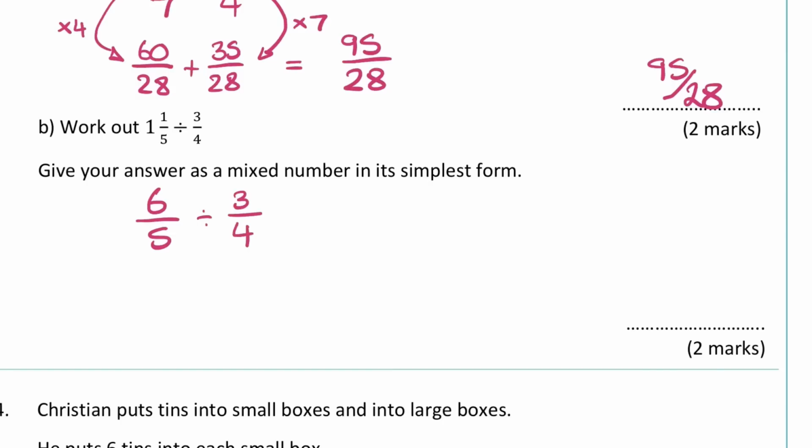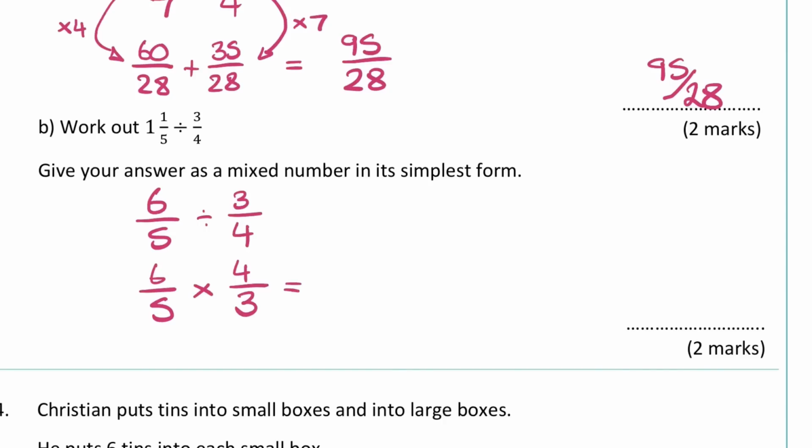When dividing fractions, we multiply the first fraction by the reciprocal of the second fraction, which you might know as keep, flip, change, or any other method. But 6 over 5 multiplied by, flip the second one over, which is called doing the reciprocal, just where you flip something over, and that is 4 over 3.